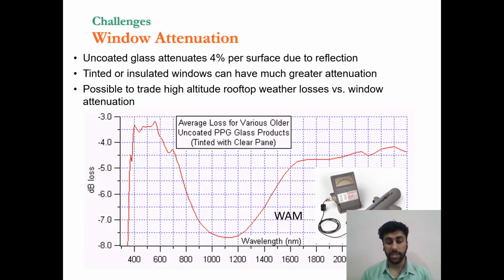The next challenge is window attenuation. So, uncoated glass attenuates around 4% per surface due to reflection. A tinted or insulated window will have a much greater attenuation. The possible high altitude rooftop weather losses versus window attenuation, you can see it in the graph.